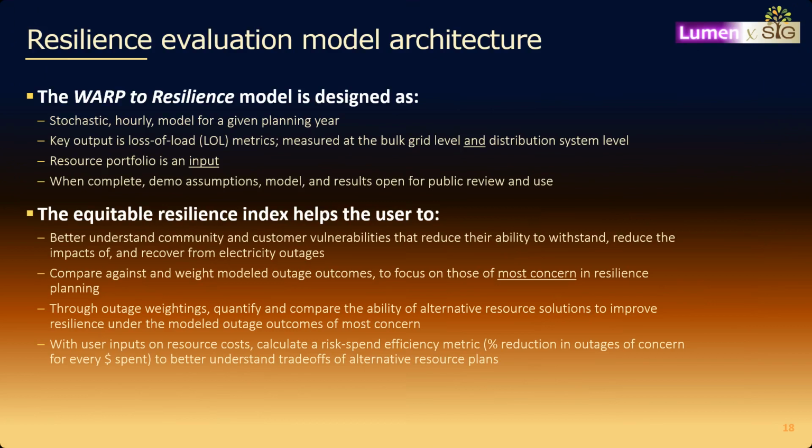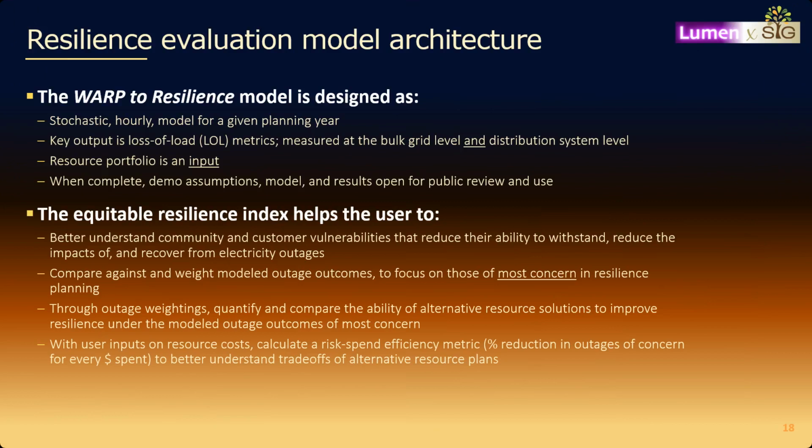So in the model, we take a resource portfolio as an exogenous input, meaning that the model does not aim to solve for any optimal resource build-out or retirement, just takes it as given. After accounting for operational limitations and availability of the resources and demand uncertainty, the key outputs include loss of load and unserved energy metrics that are measured at 2 levels, at the bulk grid level and also distribution system levels. So it's a work in progress, but once completed, we plan to make it open source. The model and the results will be available for public review and use.